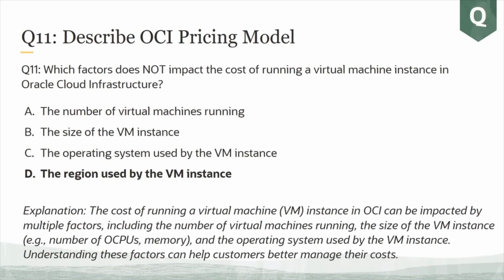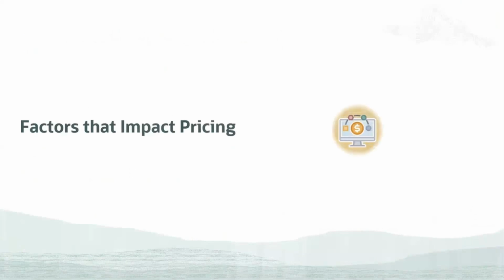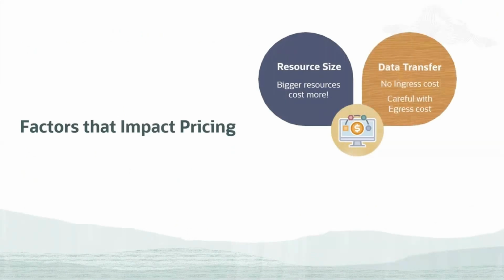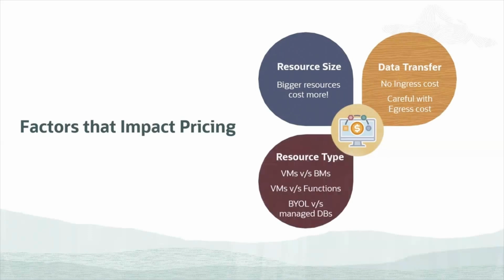Everything else, number of VMs running, the size of the VM instance, CPUs, memory, and the operating system, whether it's Linux or Windows, they all influence the cost of running a VM. But the choice of a region, OCI region, doesn't influence the cost of running a VM. Why? Because our pricing is simple, transparent, and consistent across regions. So the resource size, the bigger the resource, the cost more. Of course, there is no ingress cost, and the egress cost is much lower than other cloud providers.